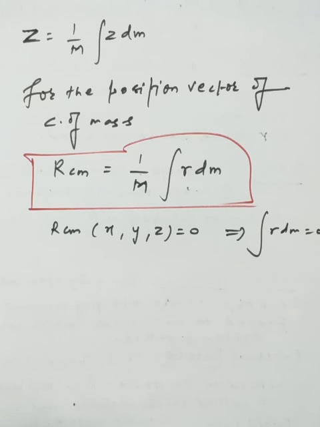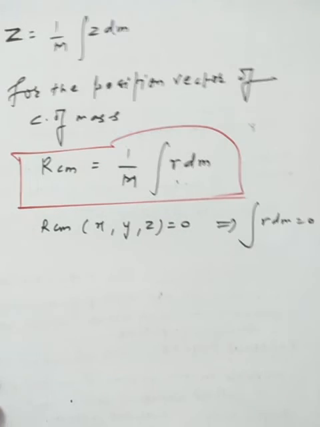Okay, so this is the basic of the center of mass. Simply, the center of mass is a point where the whole mass of a body is assumed to be concentrated, and we have discussed the position coordinate of the center of mass, in the x coordinate, y coordinate and also in terms of the z coordinate. Okay.